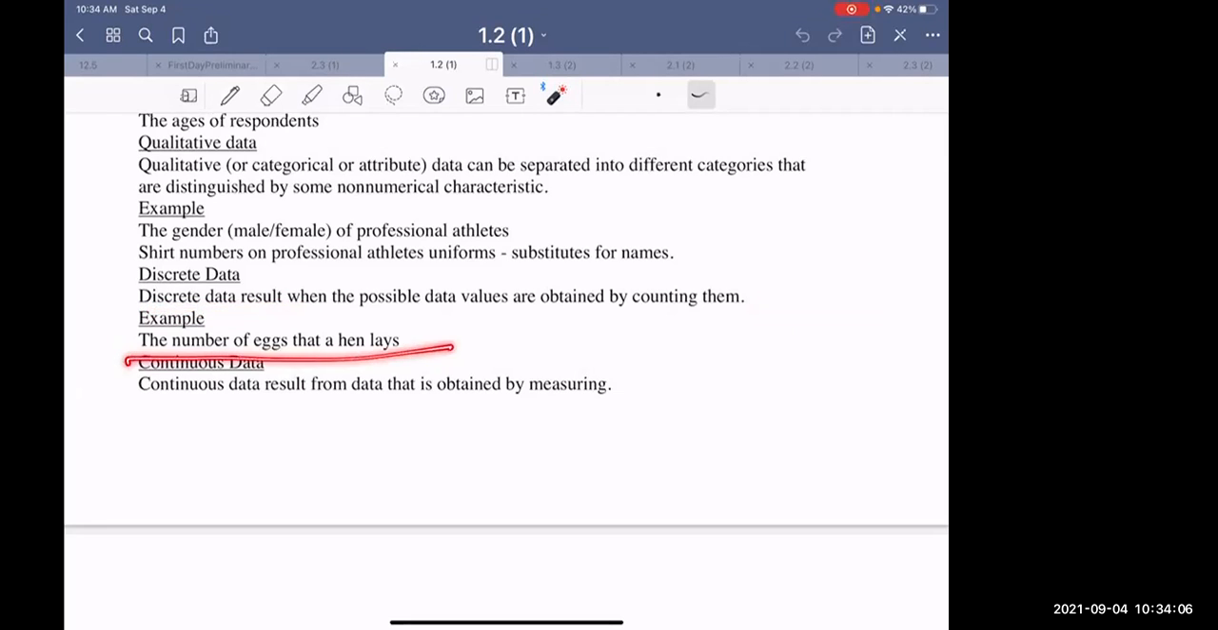No matter how you measure, the number of eggs is always going to be the same. You're just counting the number of eggs. So this number of eggs does not depend on an instrument. Therefore, it is discrete data. So the number of eggs that a hen lays is discrete data.